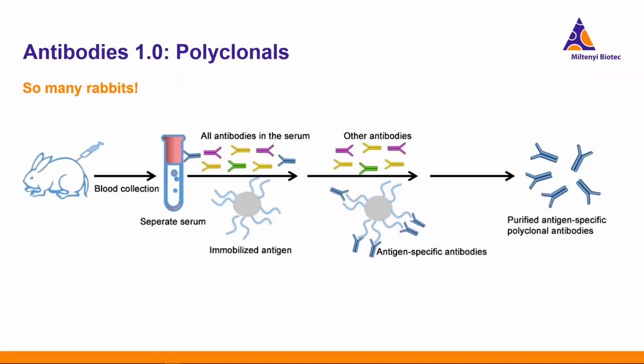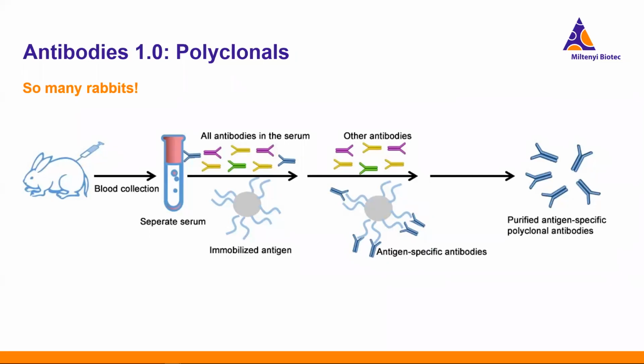Then the antigen-specific antibodies are purified from the blood. So therefore, we end up with this collection of many different antibodies from many different B cells, all with different variable regions that bind different epitopes of the antigen of interest. So thus the term polyclonal, or I'm calling it antibody version 1.0.